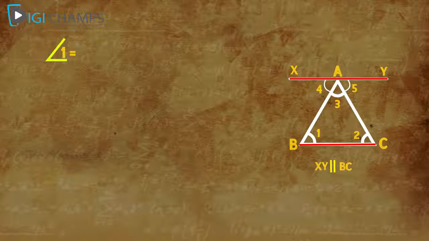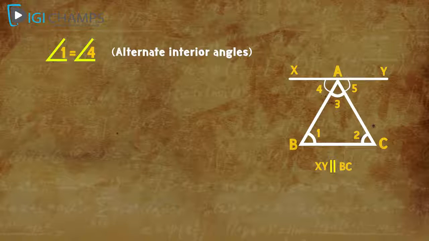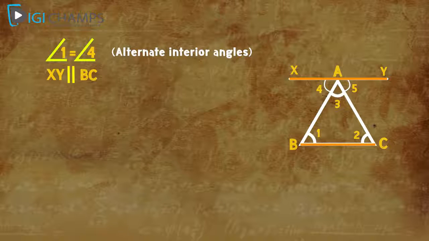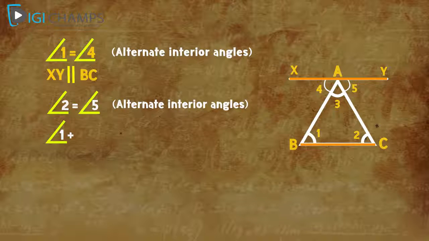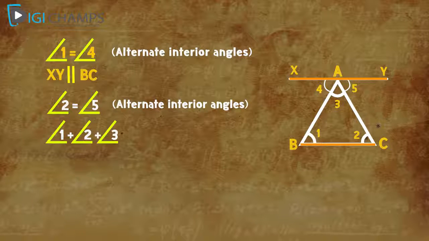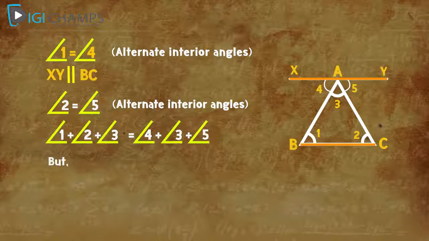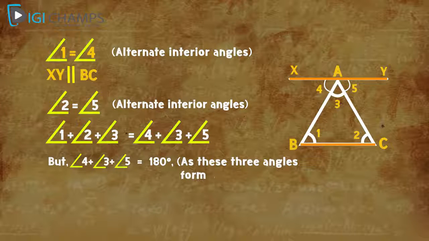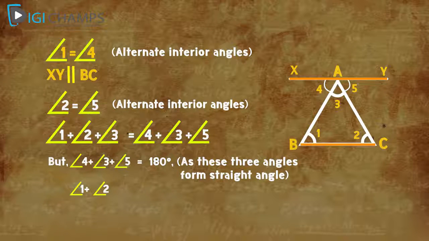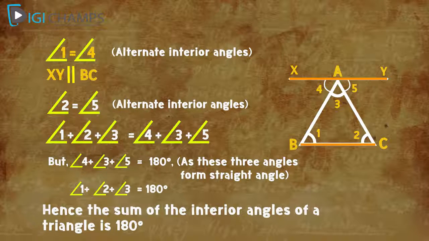So angle 1 is equal to angle 4 as they are alternate angles. Again XY parallel to BC and transversal AC cuts them. So therefore angle 2 is equal to angle 5. Now angle 1 plus angle 2 plus angle 3 is equal to angle 4 plus angle 3 plus angle 5. But angle 4 plus angle 3 plus angle 5 is equal to 180 degree. And therefore angle 1 plus angle 2 plus angle 3 is equal to 180 degree. Hence, the sum of the angles of a triangle is 180 degree.